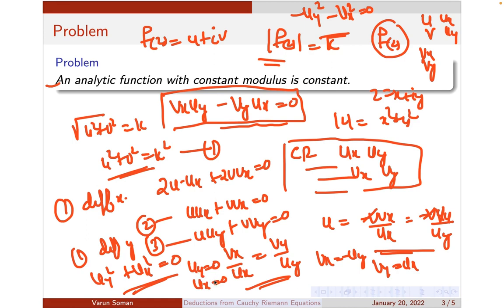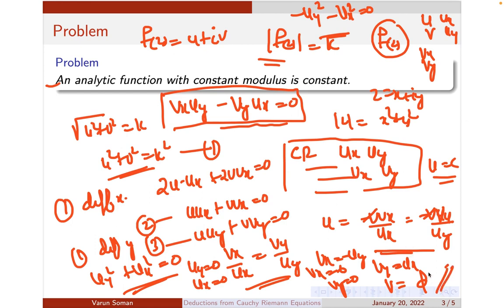Okay, from this, like in the previous result, you can say that u is a constant. Similarly, from this itself you can say that vx is equal to 0, vy is equal to 0 by Cauchy-Riemann equations. So you will get that v is also a constant. Now you have got that both u and v are constants, therefore your f is a constant function. So this is a very, very important question.